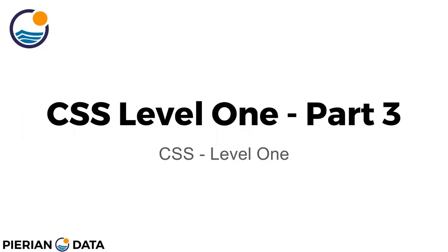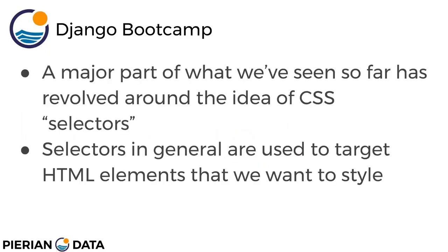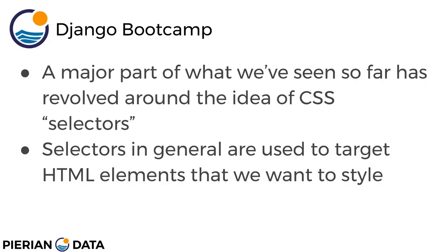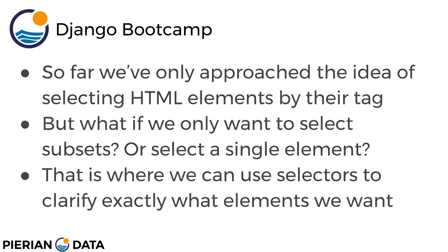Hello everyone, and welcome to Part 3 of CSS Level 1. A major part of what we've seen so far has revolved around the idea of CSS selectors, where selectors in general are used to target HTML elements that we want to style. So far, we've only approached the idea of selecting HTML elements by their tag, so grab all paragraph tags or grab all list tags. But what if we only want to select subsets or select a single element? That is where we can use selectors to clarify exactly what elements we want in the HTML.